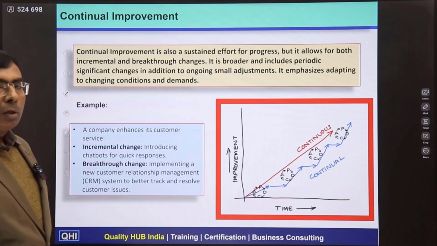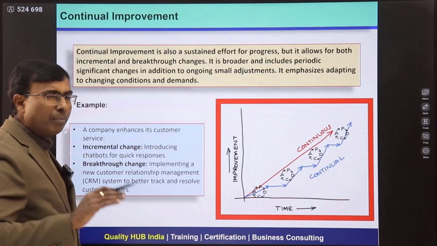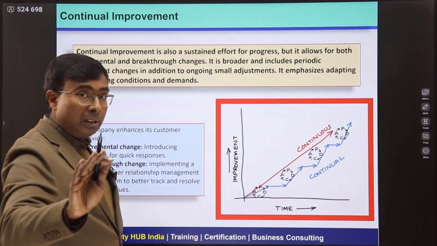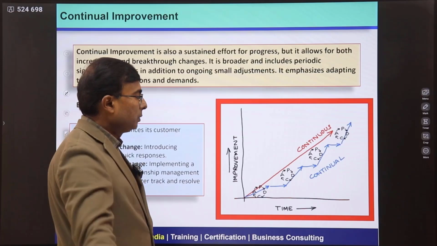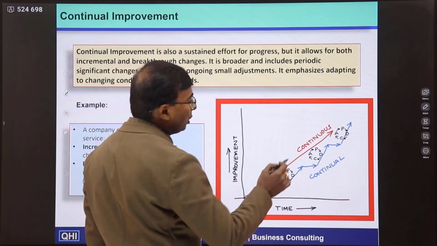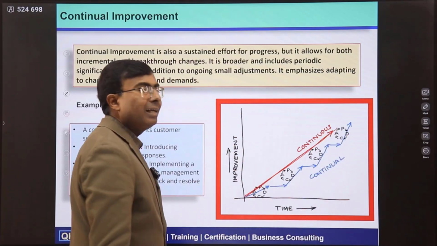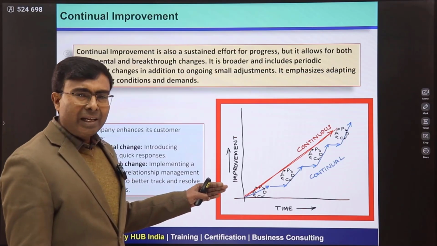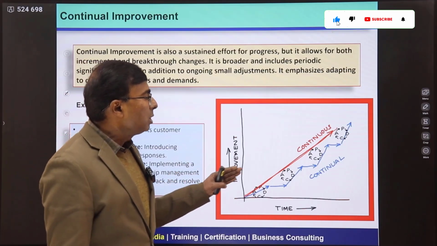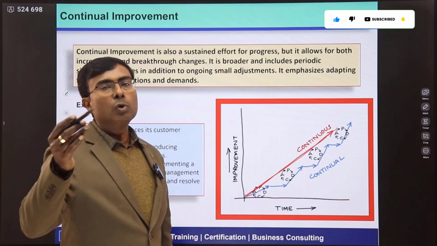Now the third one we are going to discuss is called continual improvement. There is a minor change, a very important change, but a minor change between continuous and continual improvement. In continuous improvement, we normally expect the improvement to be in a straight line, which generally never happens. There are very rare chances of getting continuous straight line improvement. There could be some downfall, some ups and downs.